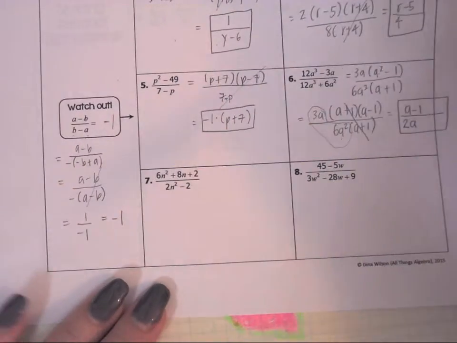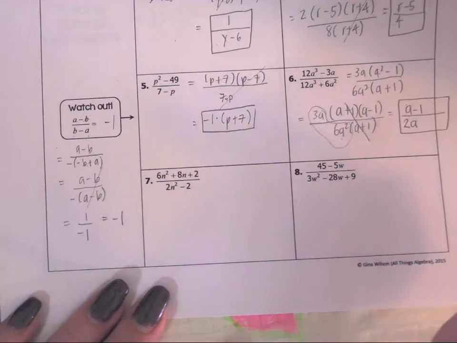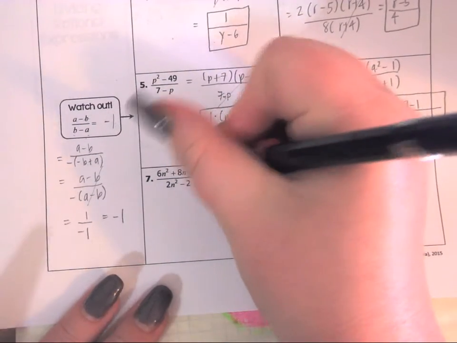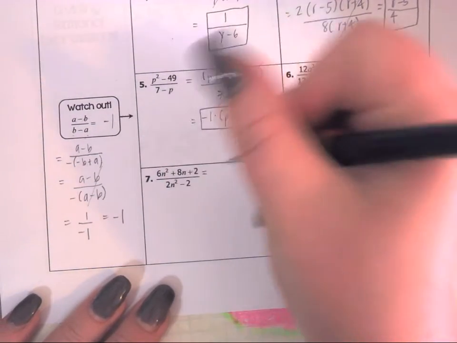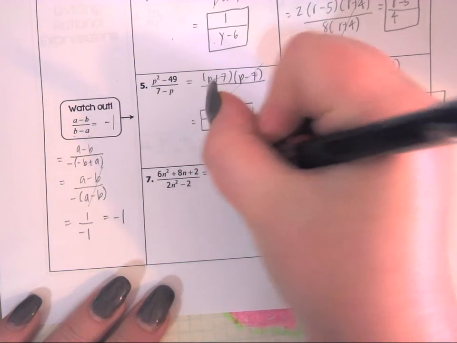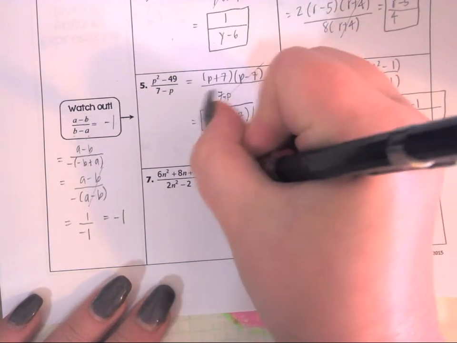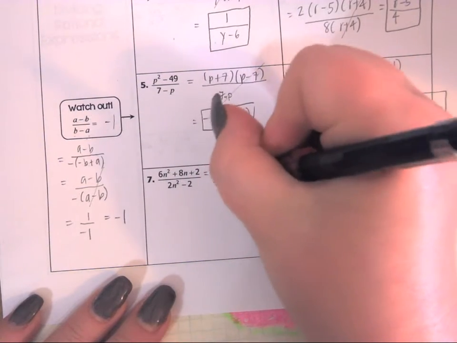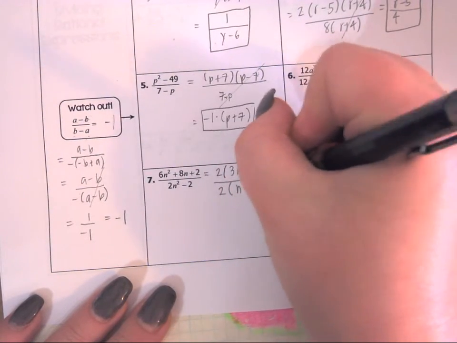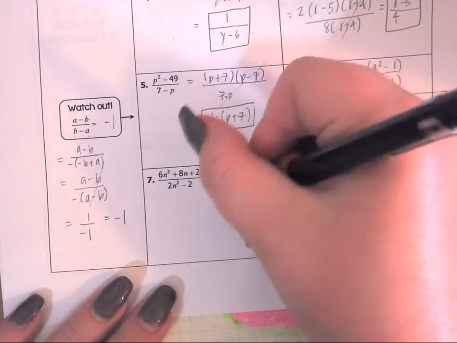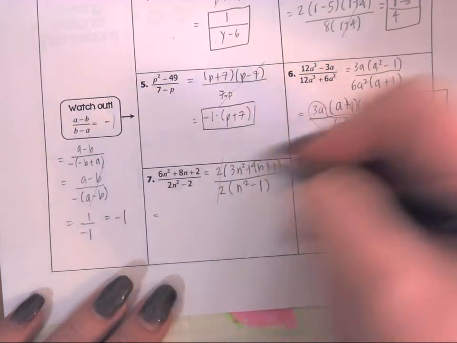Okay, so these problems are really not that bad. The hardest part is really just the factoring, and that's why we also spent so much time on factoring in Chapter 8. So yeah, let's do this one. You can take out a 2 here, and then you get 3n squared plus 4n plus 1. And here you can take out a 2 there, and then you get n squared minus 1. And since they're both the same, we can just cancel them for now. And then now we need to factor this.